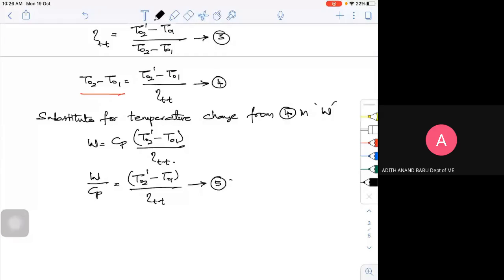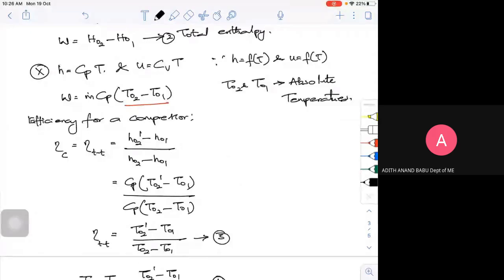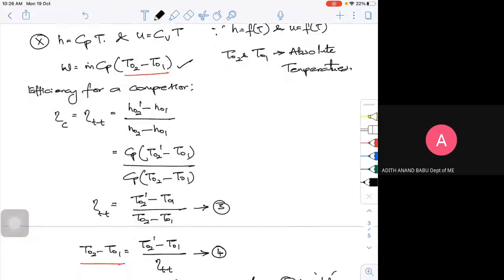Okay. Now, what is this actually? This is your actual work done. W by Cp is equal to m dot into T naught 2 minus T naught 1, or W by Cp is equal to T naught 2 dash minus T naught 1. I have this particular expression. Now, what I actually want is this expression in terms of pressure ratio.